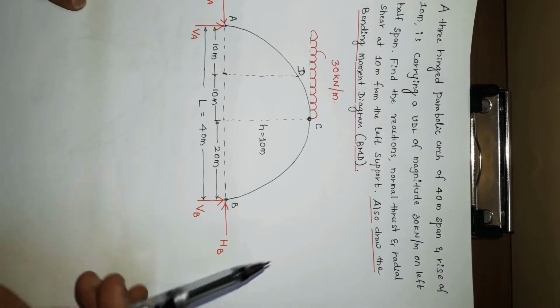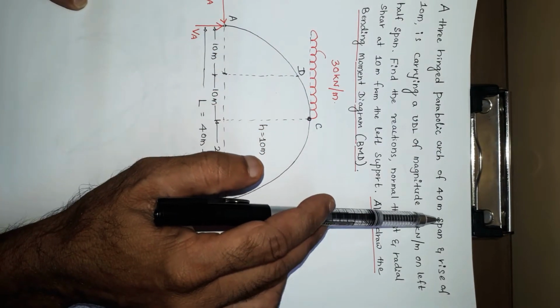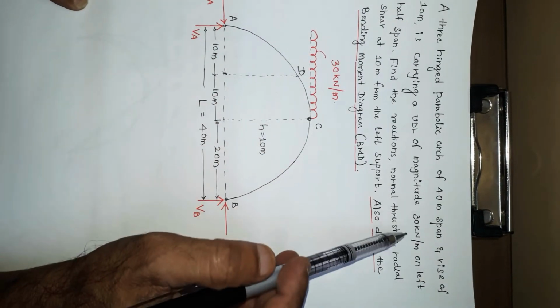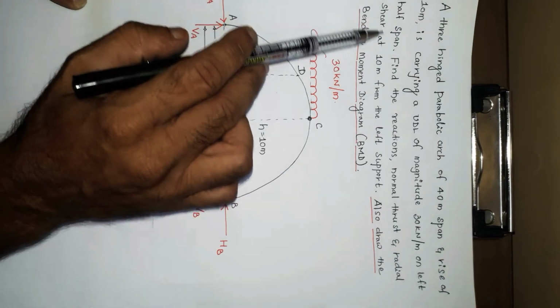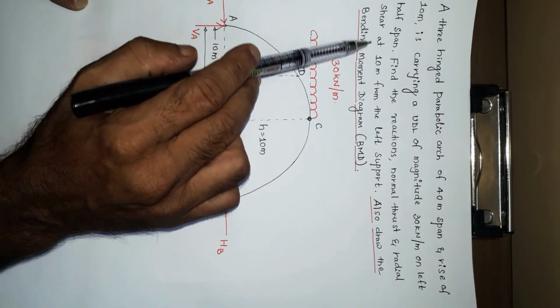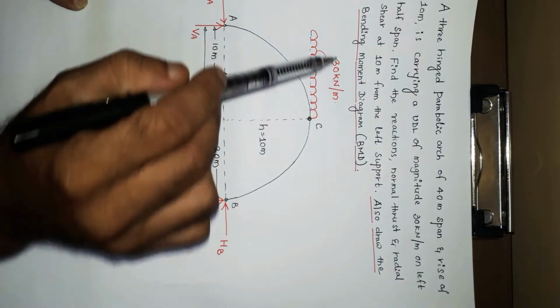The problem is like this: a three-hinged parabolic arch of 40-meter span and a rise of 10 meter is carrying a UDL of magnitude 30 kilonewton per meter on left half span. Find the reactions, normal thrust and radial shear at 10 meter from left support. Also draw the bending moment diagram.